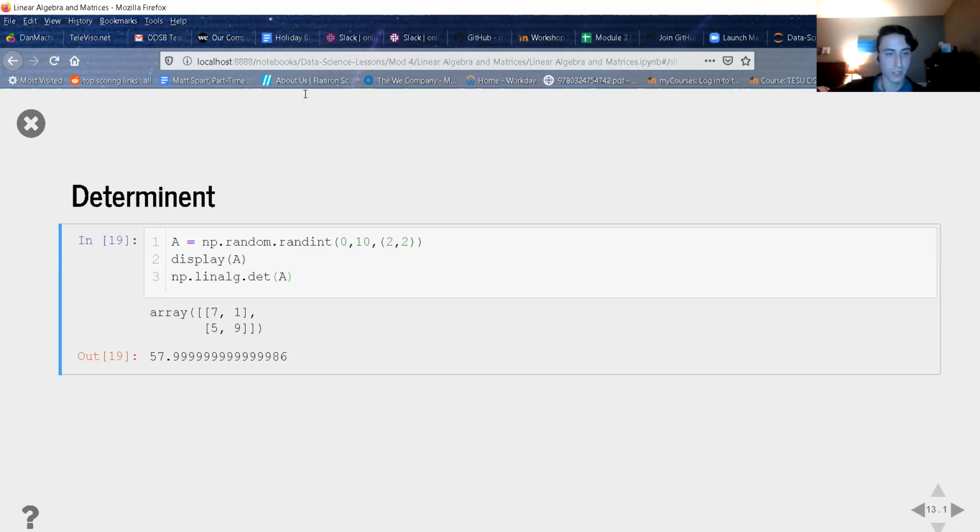For this example, to calculate the determinant, you go into NumPy, and then it's under the linear algebra module, and it's just det for determinant, and that will give you the determinant value.